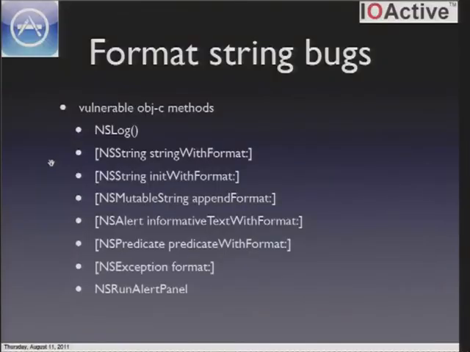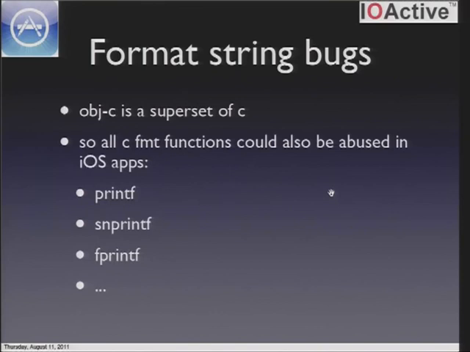And so basically, these are the Objective-C specific format functions where, if used incorrectly, these things will lead to arbitrary code execution. So NSLog, stringWithFormat, initWithFormat, appendFormat, and so forth. Objective-C, as I said earlier, is a superset of C, which means if you start using the C format functions, those are vulnerable to format string bugs as well, which obviously we already know: printf, snprintf, fprintf, those kind of APIs.